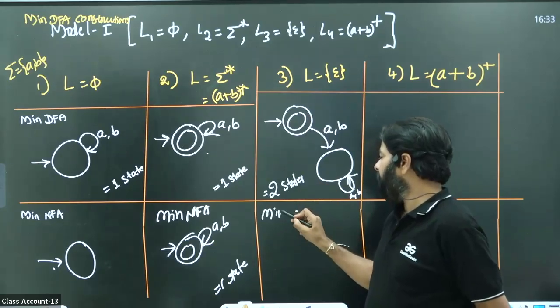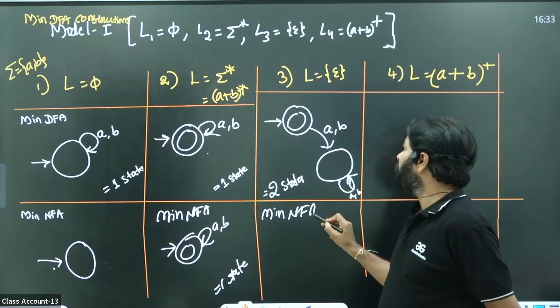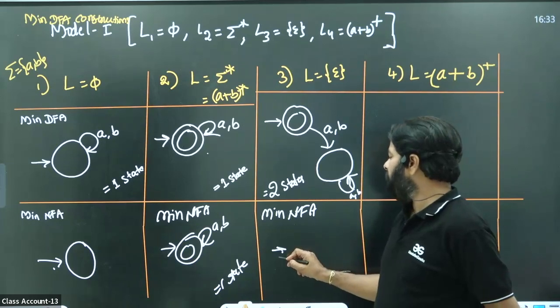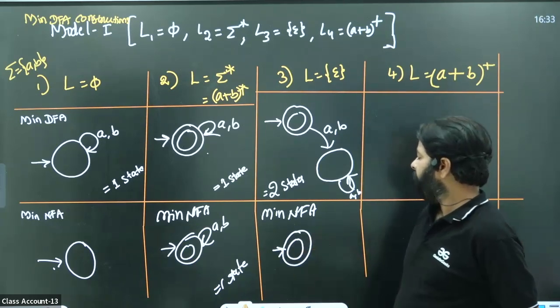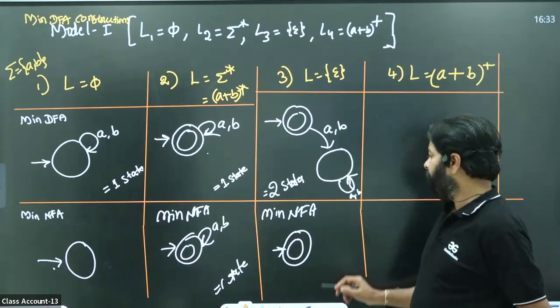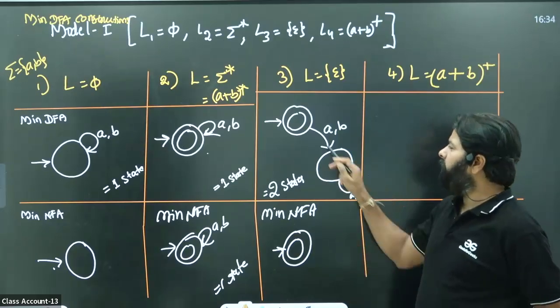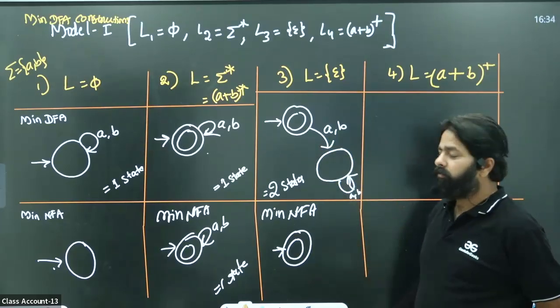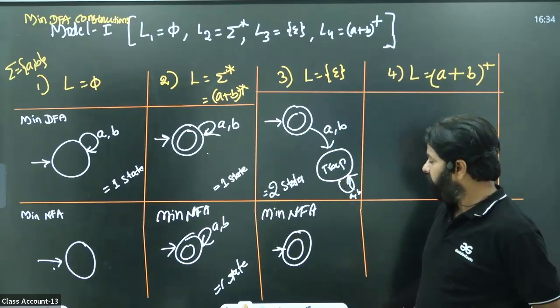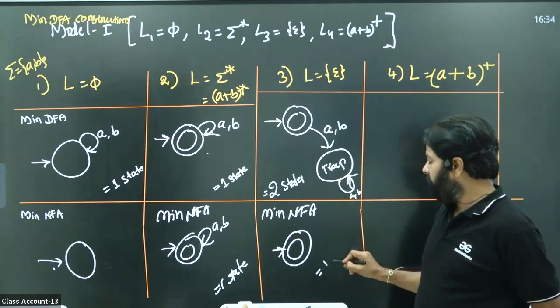And minimum NFA is very interesting. Epsilon, right? Just is it enough? Remaining all, we don't have a path because we don't want to accept them. Here in deterministic, even if you don't want to accept, you should go to the trap state. This is called a trap. And this one, that's it, one state only.